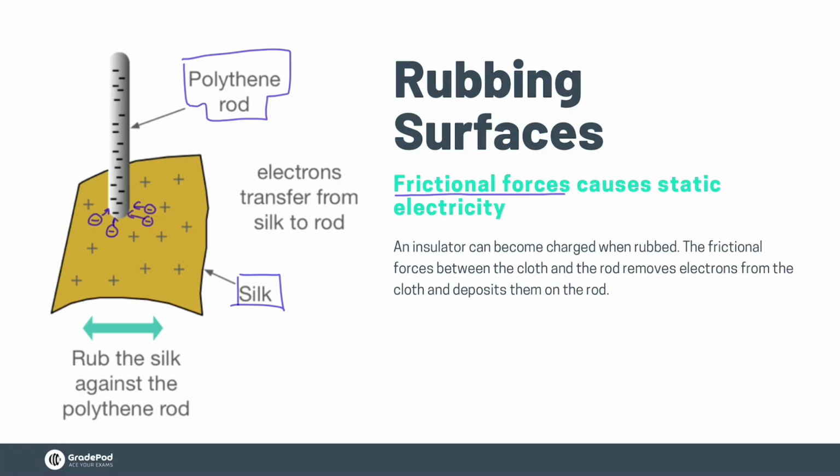And what that means is there's less electrons on the silk, and there's more electrons on the polythene rod. So the silk becomes positively charged, and the polythene rod becomes negatively charged. And that's all due to frictional forces causing the electrons to move from one point to another.